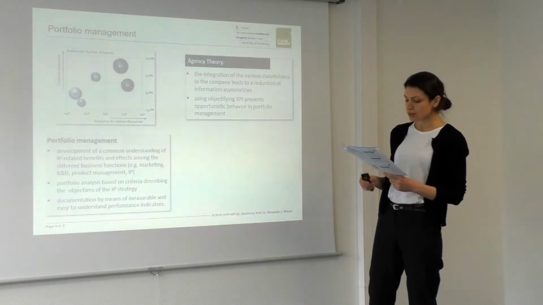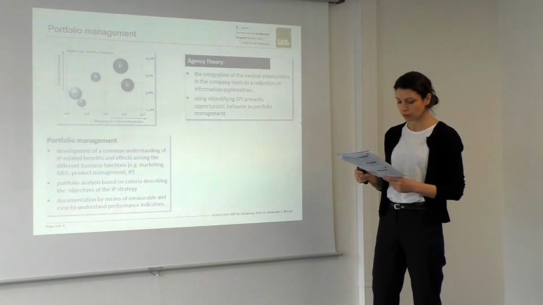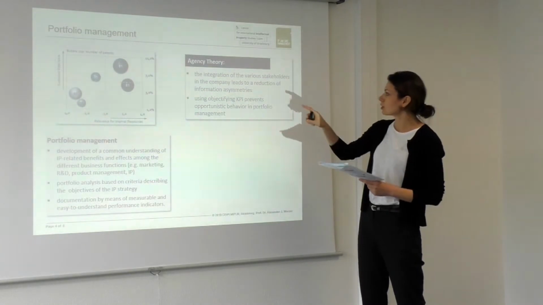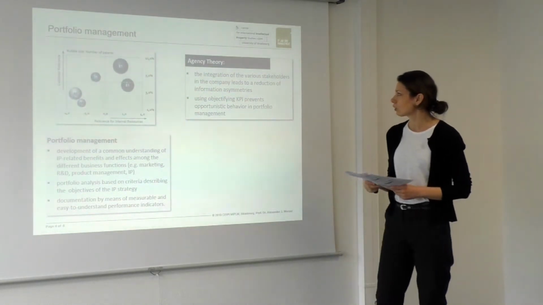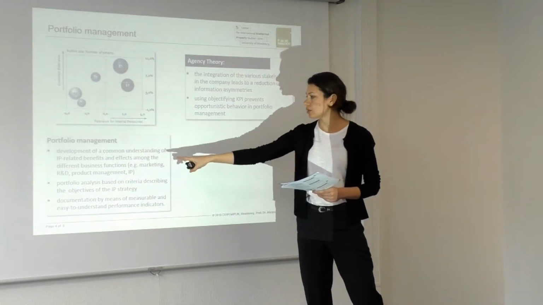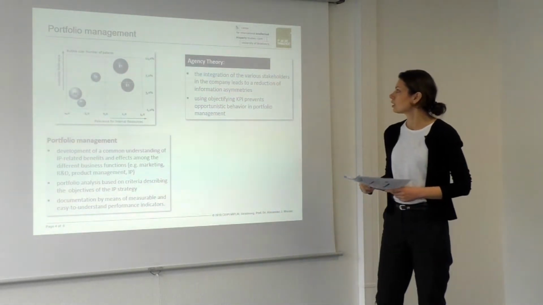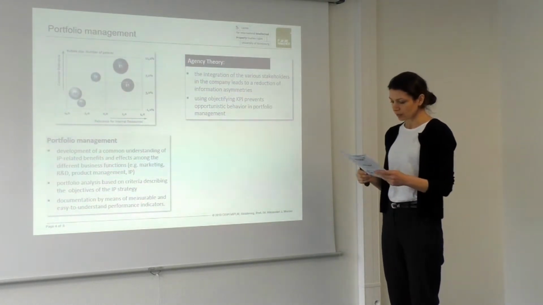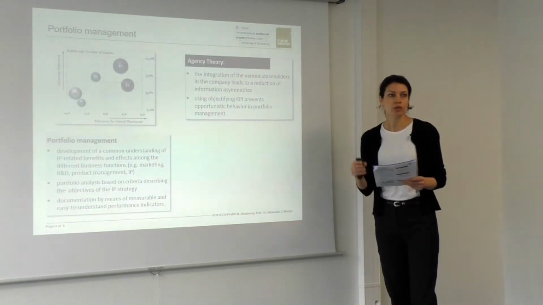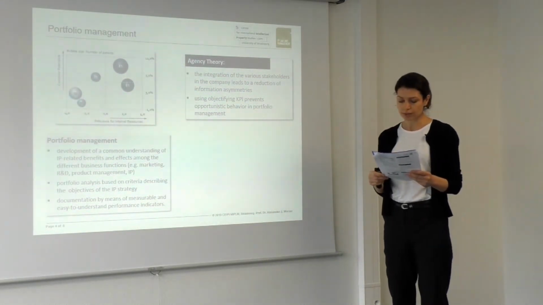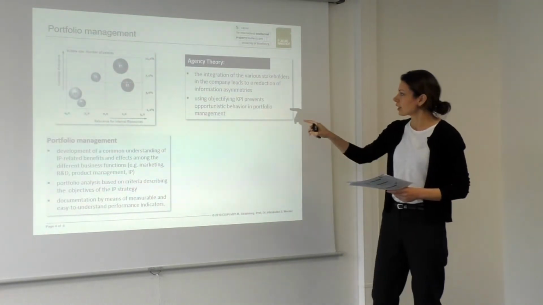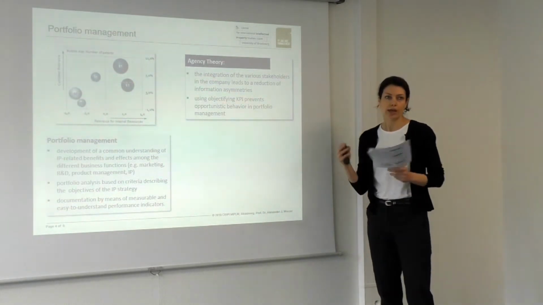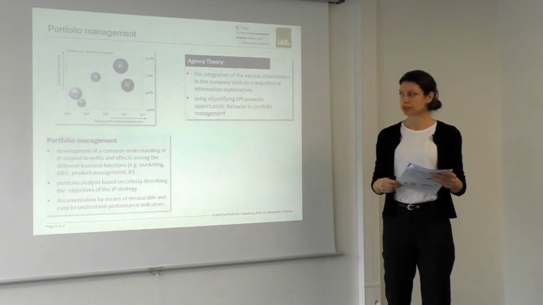And the benefits of this comprehensive portfolio management from the perspective of agency theory are the integration of the various stakeholders, which means marketing, R&D, product management, and IP in the company, which leads to a reduction of information asymmetry, which means that all relevant participants know the goals and the objectives. And second, using objectifying KPIs prevents opportunistic behavior in portfolio management. Everybody follows the same goal and the same objectives.